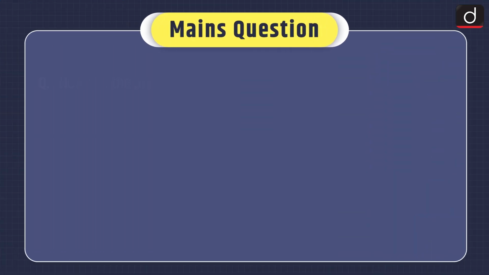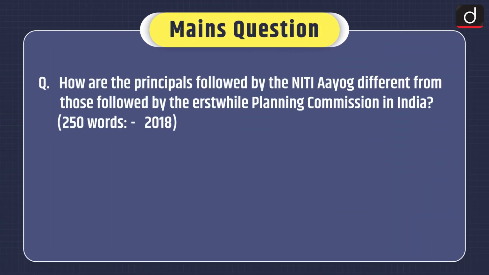Now moving on to the mains question. This question was asked in the 2018 exam also. How are the principles followed by the Niti Aayog different from those followed by the erstwhile Planning Commission in India?